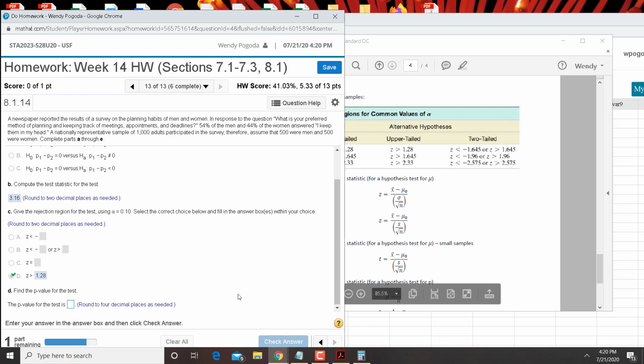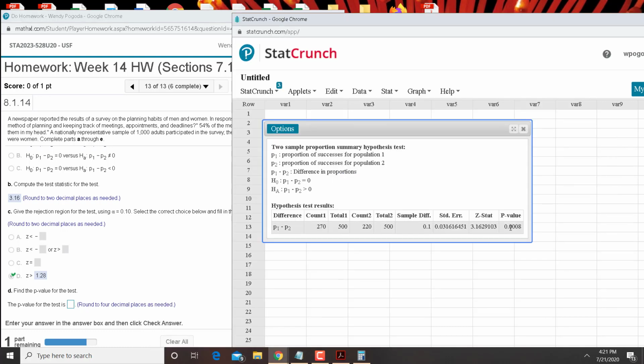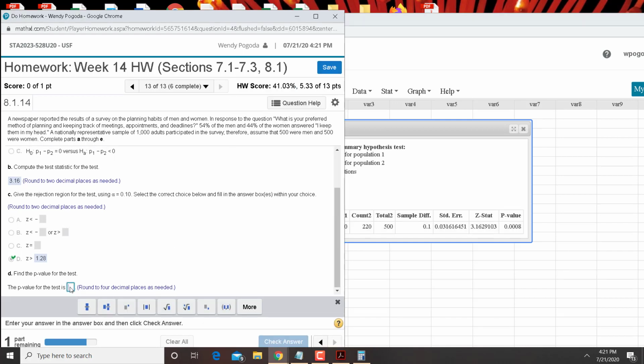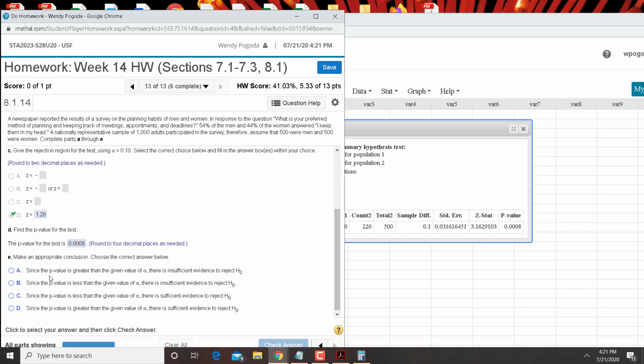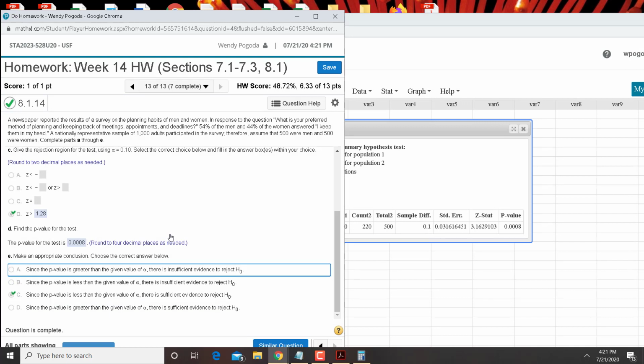Okay. And then we want to find the p-value for this test. So let's do that. Oops, clicking the wrong window. The p-value was 0.0008. It says to round to 4 decimal places, so exactly how it's given. Clearly the alpha value is bigger than the p-value, or we could say the p-value is less than the alpha, which means there's sufficient evidence to reject the null hypothesis in favor of the alternative. Okay, and I think that's it.